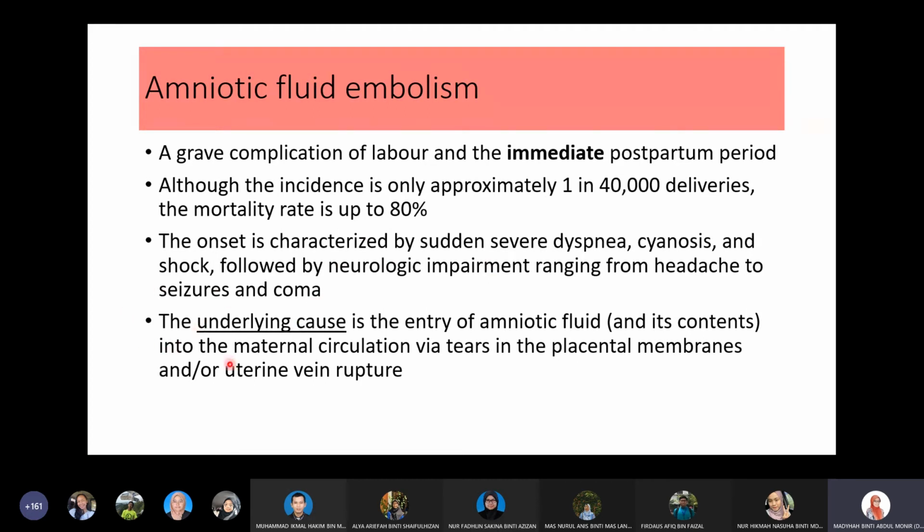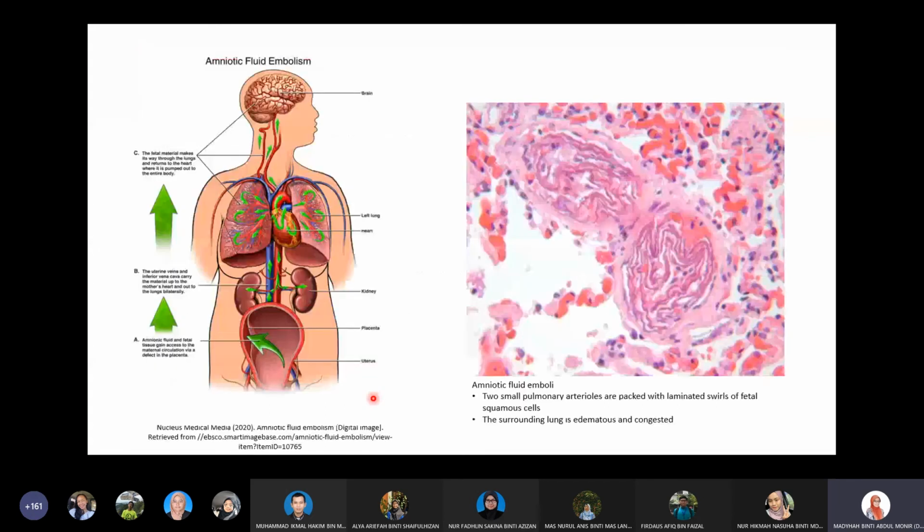Okay, the underlying cause is entry of amniotic fluid and its contents into the maternal circulation via a tear in the placental membrane, and or if there is uterine vein rupture. So when there is a tear in the placenta plus or minus uterine vein rupture, the amniotic fluid and its contents can go into the circulation and cause amniotic fluid embolism.